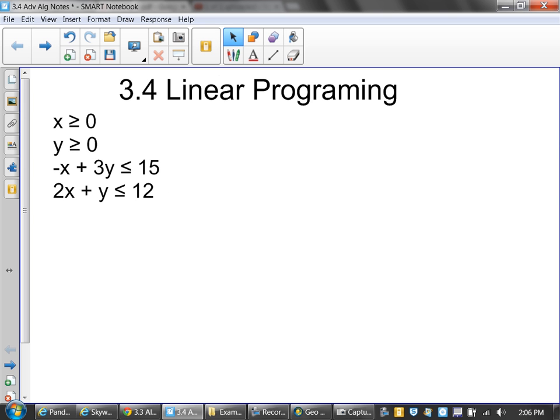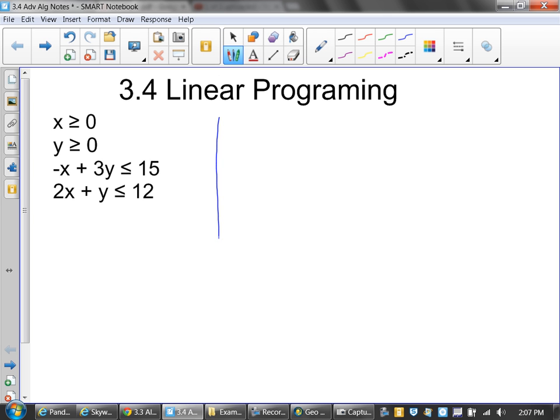So with this problem here, when I look at it, I've got x is greater than or equal to 0, y is greater than or equal to 0, negative x plus 3y is less than or equal to 15, and 2x plus y is less than or equal to 12. From just those 4 constraints, can we tell what quadrant this is going to lie in to start with? Yes. Right. Top right, otherwise known as first quadrant 1. Very good.